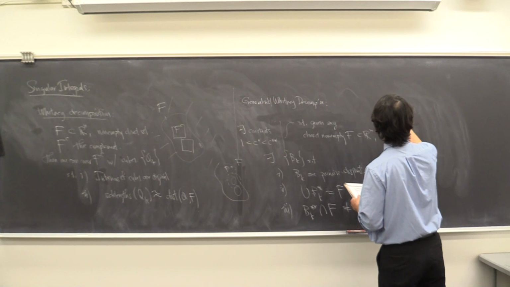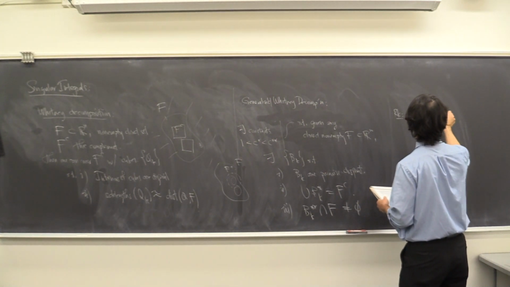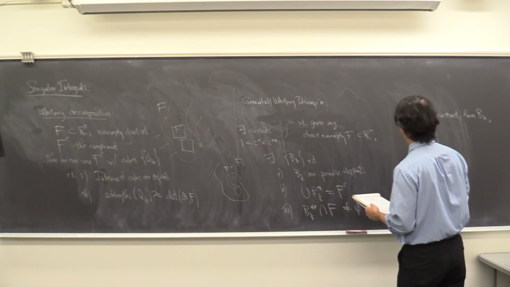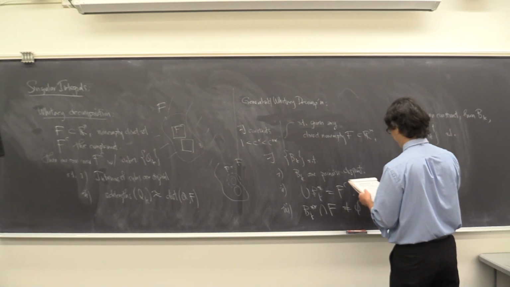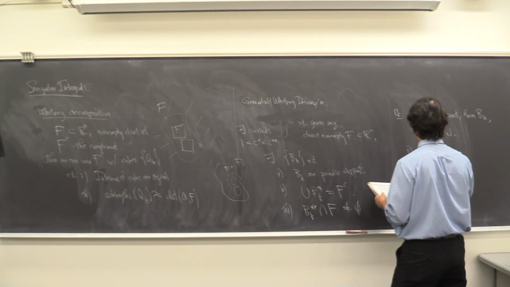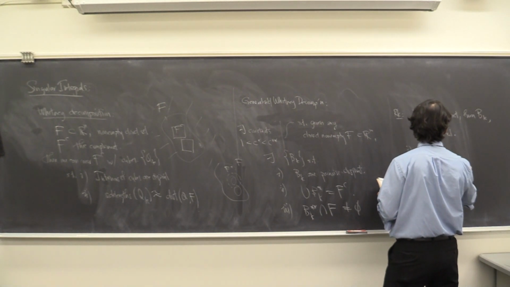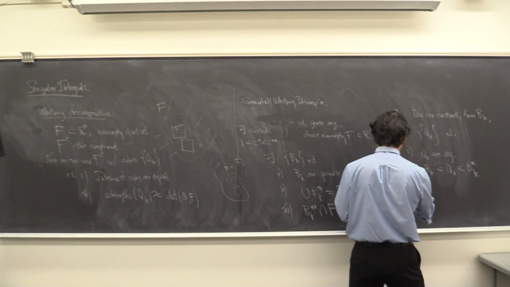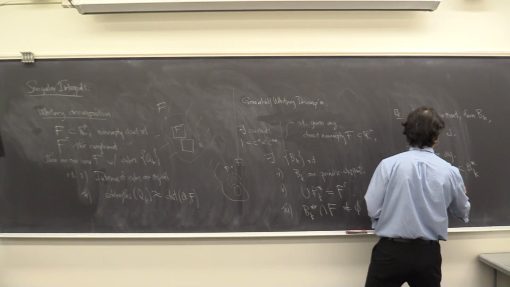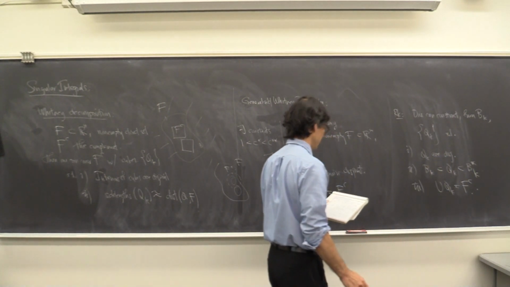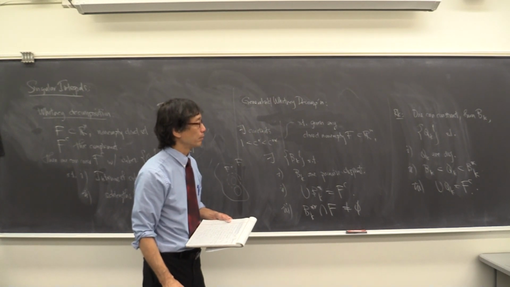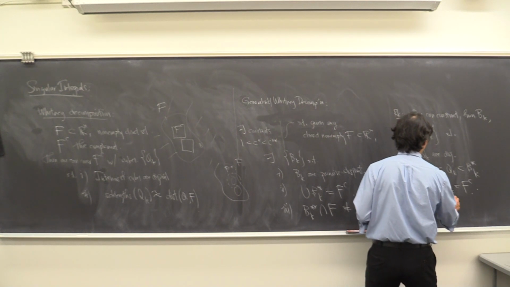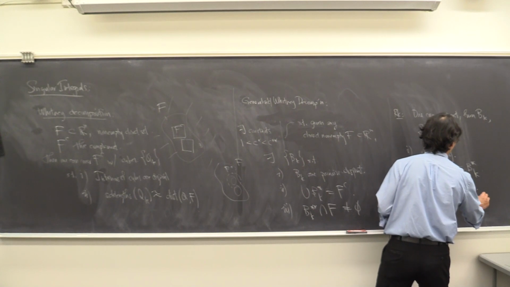One can construct from the B_K these sets Q_K such that the Q_K are disjoint, the Q_K sit between B and B star, and the union of the Q_K equals F complement. And these guys are sort of like the analog of the cubes in the original Whitney decomposition.